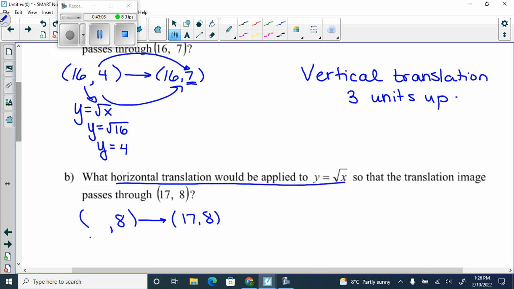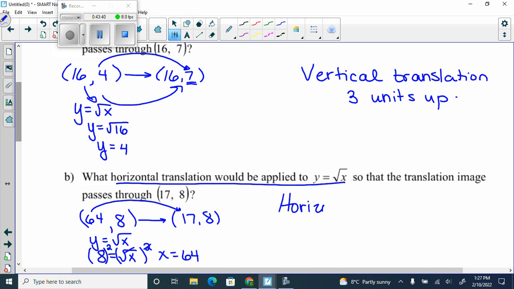Yeah, so you're going to plug it in to the equation y equals root x, but you're plugging it in for the y this time. So you get 8 equals root x. And how do you get root x by itself? Square it. So x actually equals 64. So we're going from 64 and 8 to 17 and 8. Which way are we moving? Left. So horizontal translation 47 units.